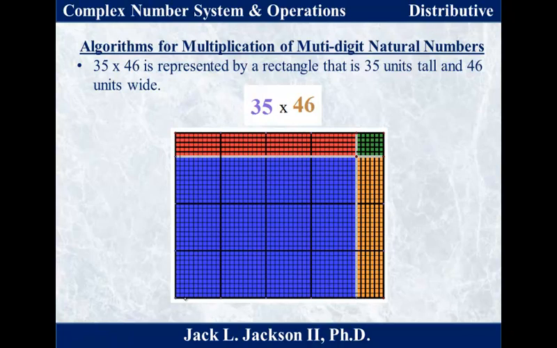But I want to notice that we can break this into four regions. And notice where I broke it is between the tens and the ones here. So we've got three tens tall and then five more ones. And how many wide? We have four tens wide and then six more. So between the tens and the ones here and the tens and the ones here, I broke it and that made four parts, which I colored four different colors, each a different color.